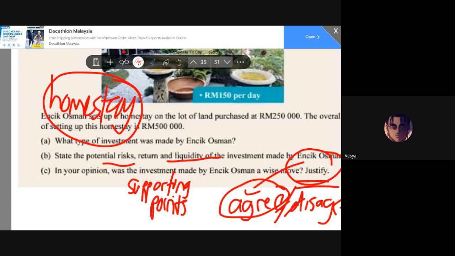Long-term profit, yeah, good. It can, but the returns are high. Yeah, the returns are high. Yeah, that's a good point. That's the profit lah. Basically, what Vishal said, returns are high.